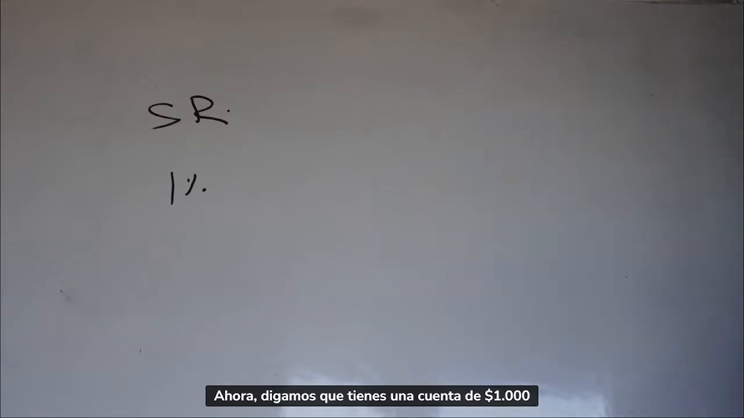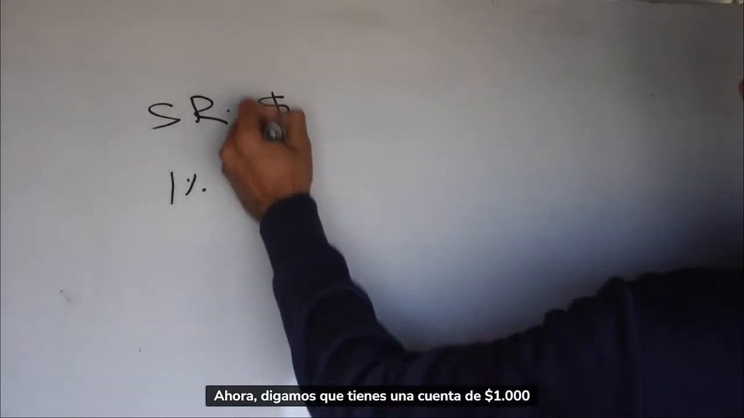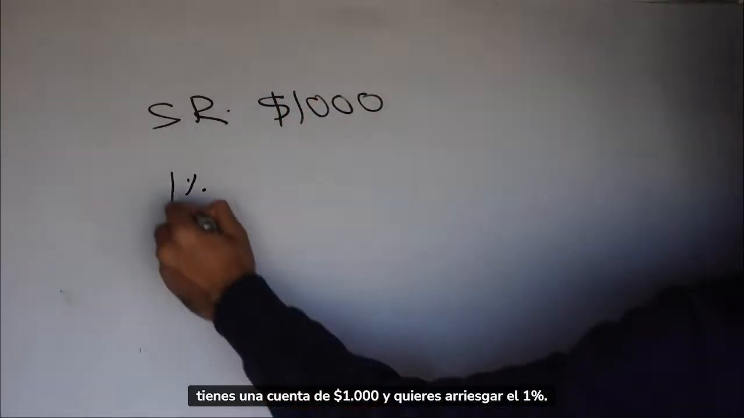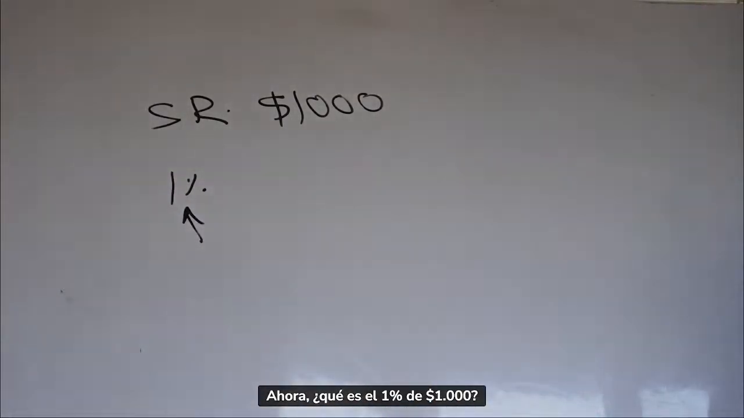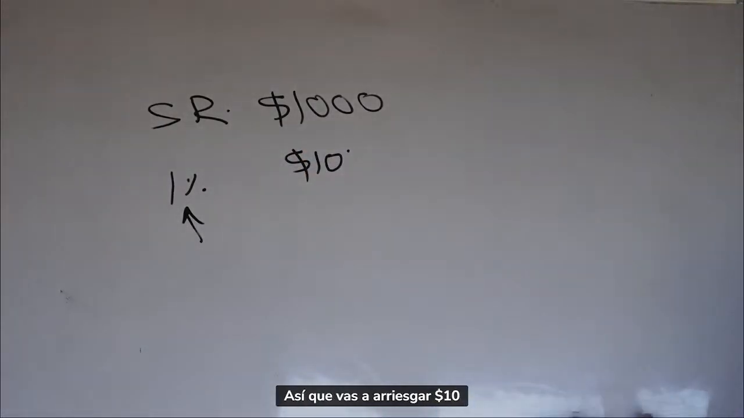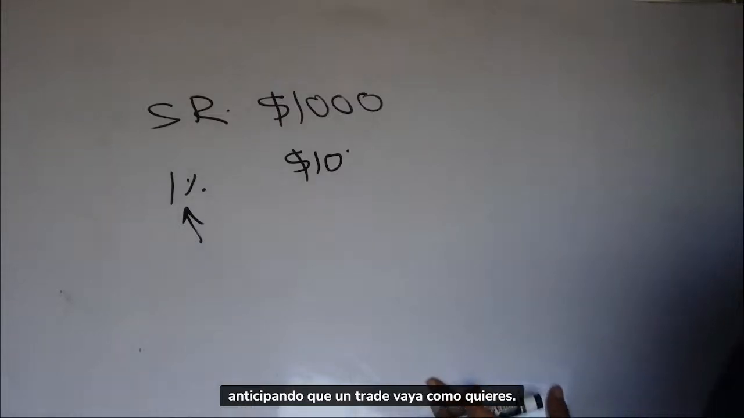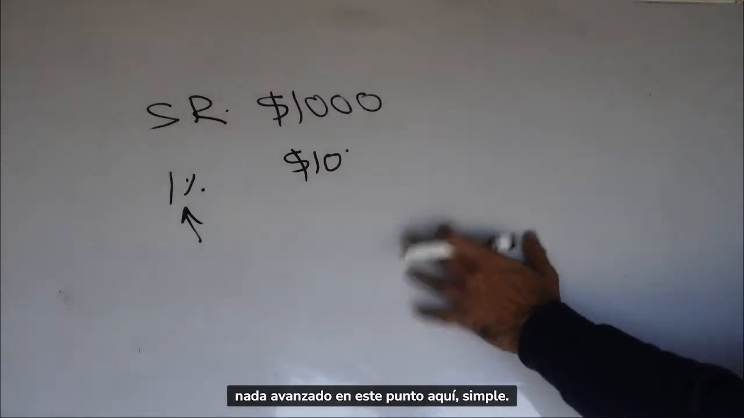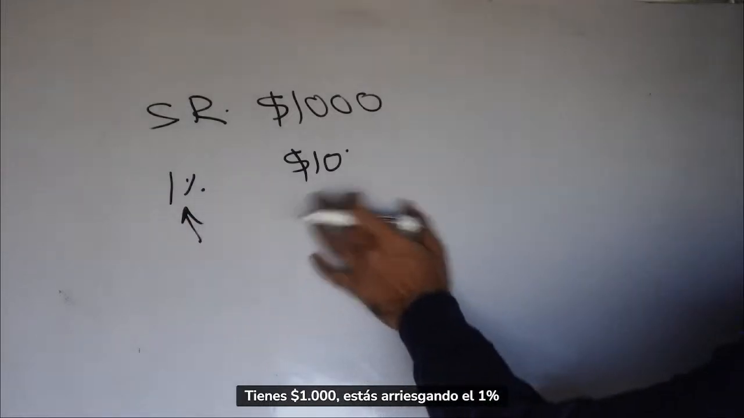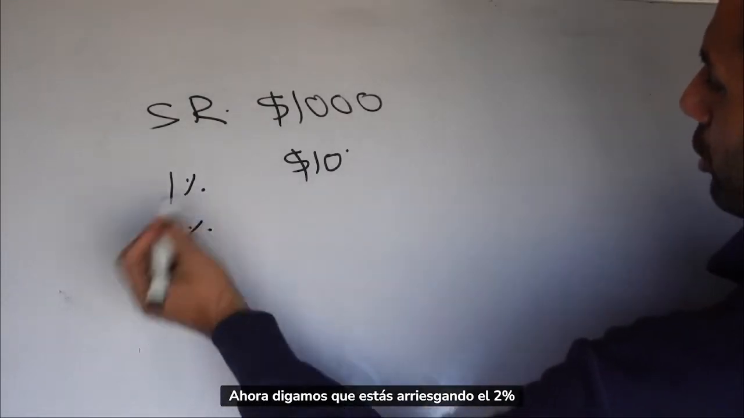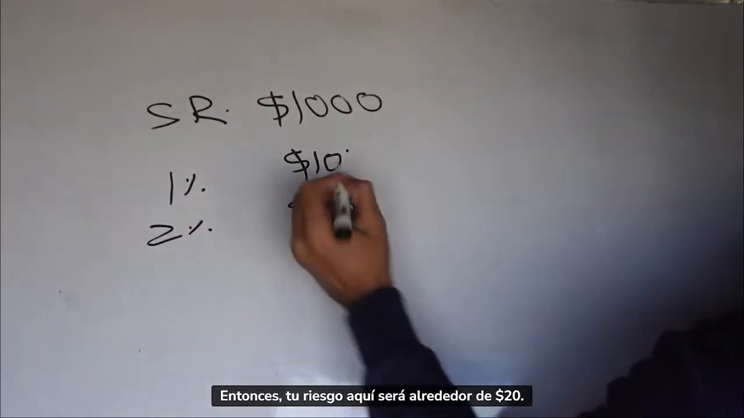Now, next is, let's say you have a $1,000 account, and you want to risk 1%. What's 1% of $1,000? That's around $10, right? So you're going to risk $10 in the anticipation that a trade goes your way. Very, very basic stuff, nothing complicated, nothing really advanced at this point. You've got $1,000, you're risking 1%, and your risk is going to be a total of $10. Now, let's say you're risking 2%, so your risk right here is going to be around $20, right?